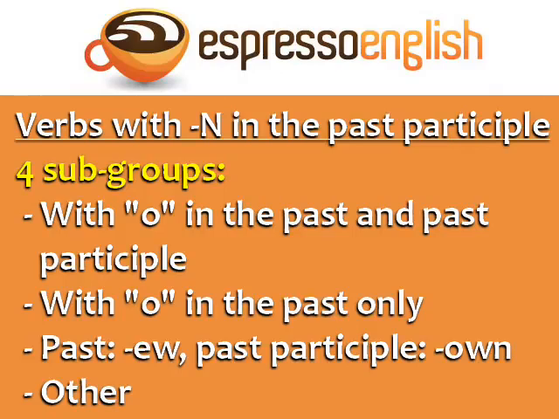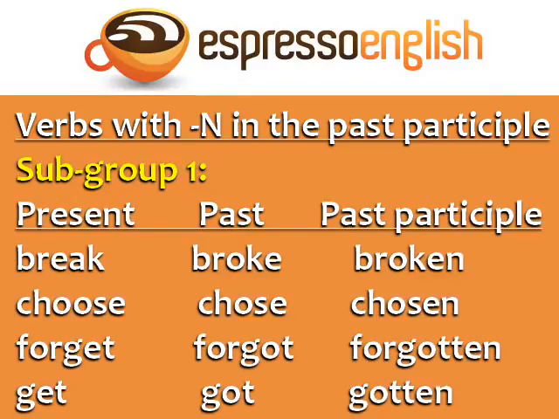These can be divided into 4 subgroups: with O in the past and past participle, with O in the past only, verbs with the past form ending in EW and the past participle in OWN, and other. Subgroup 1. Break, broke, broken.